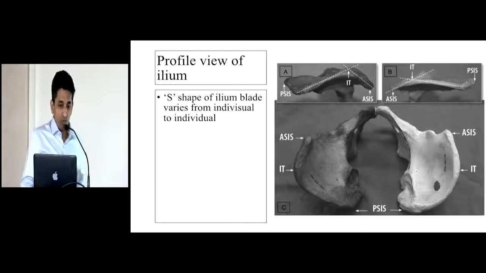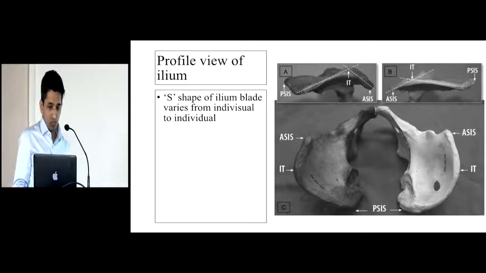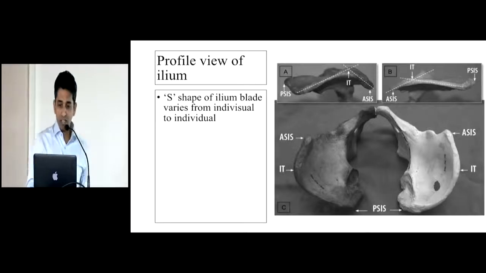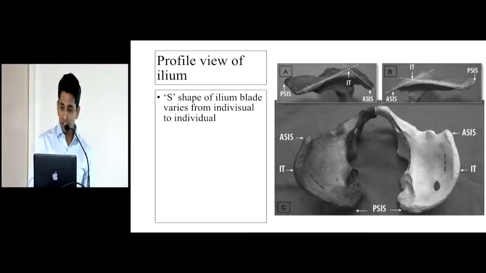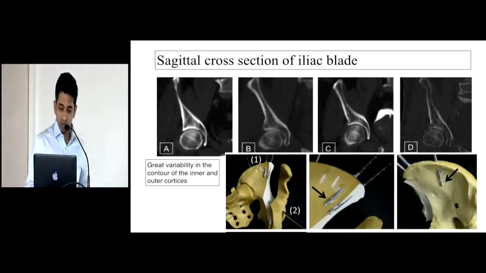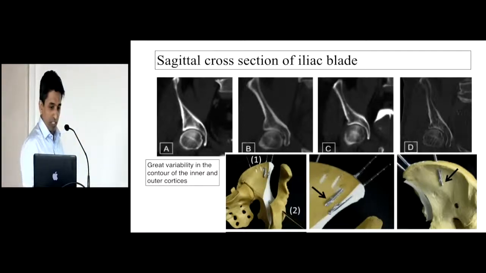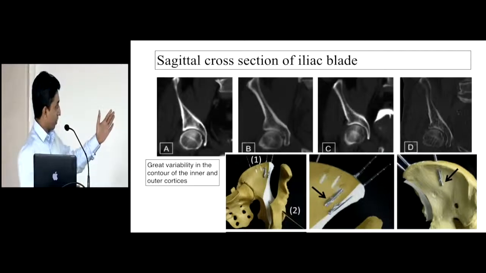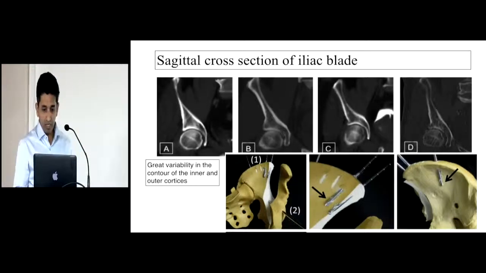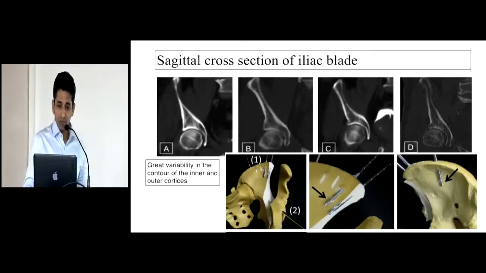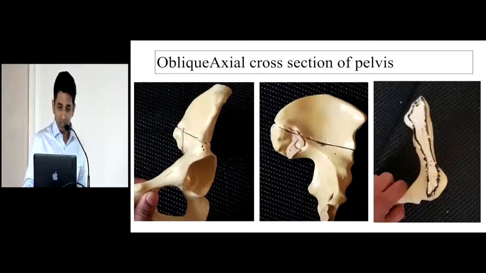And if you see the profile view of the ileum, again there is a gross variation in this view. We can see that the S-shape profile of the ileum can be different in different people, and sometimes you can have a single C-shape curve as well. So again, different varieties of pelvises can be available, and you need to see it before you do the external fixator. Again, if you see the sagittal cross section of the iliac blade, we see gross variety. Sometimes it can be a very thin blade, sometimes we get a good part of the iliac cancellous bone in between the two tables. Again, this needs to be seen beforehand when you are contemplating a supra iliac crest kind of external fixator.